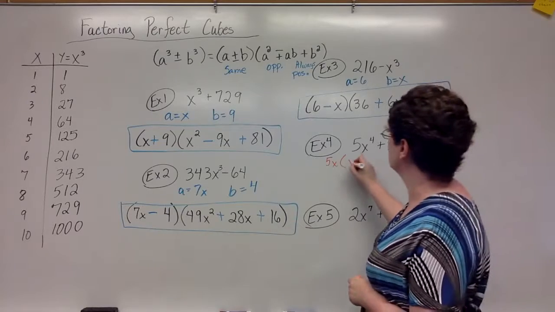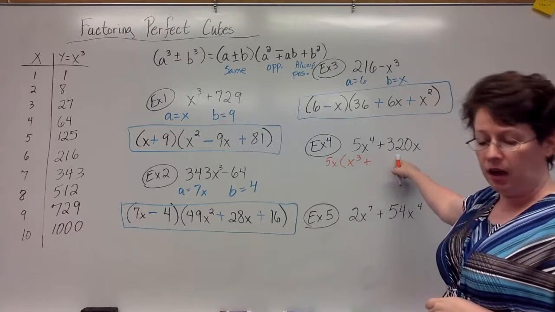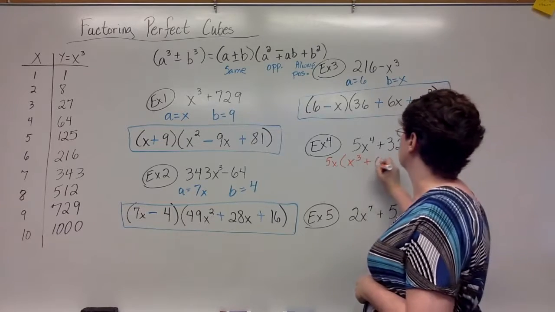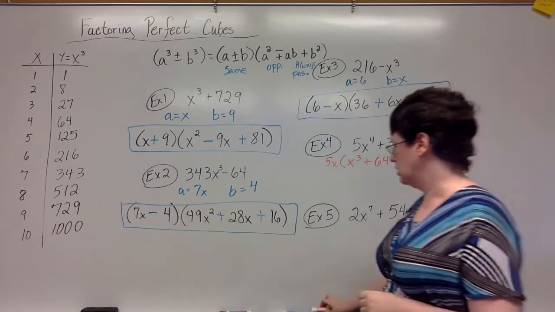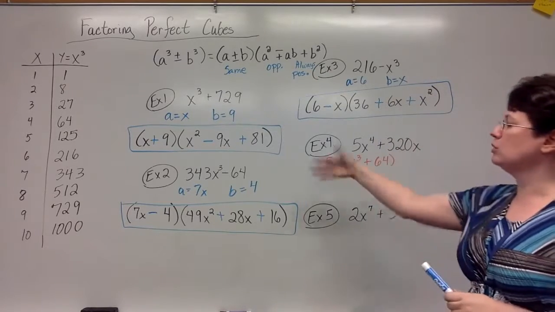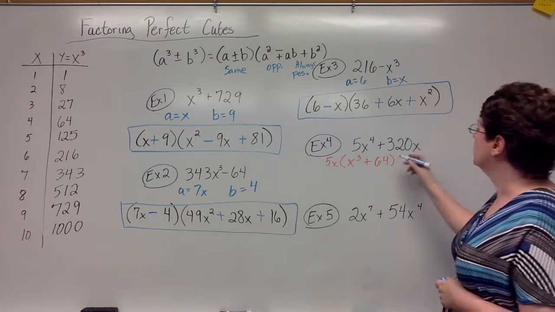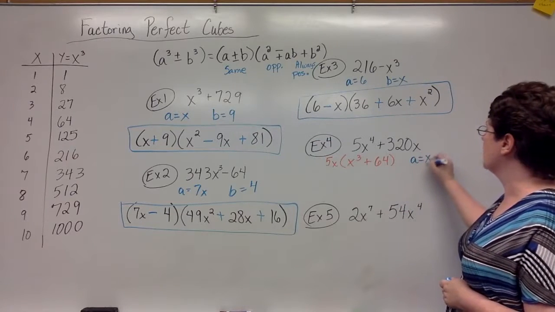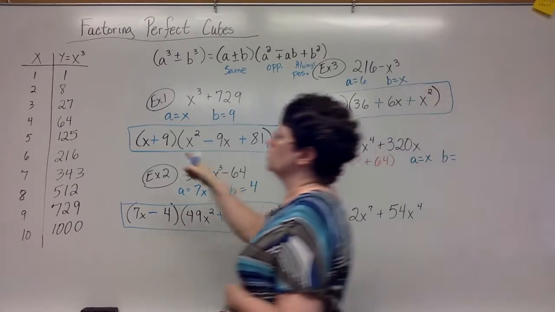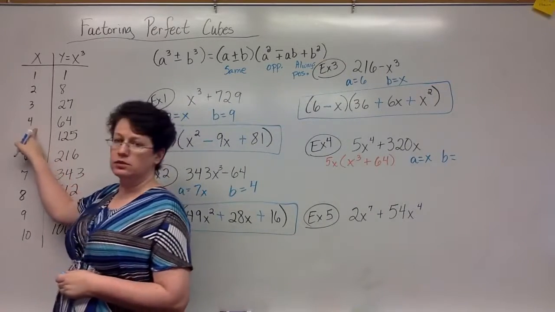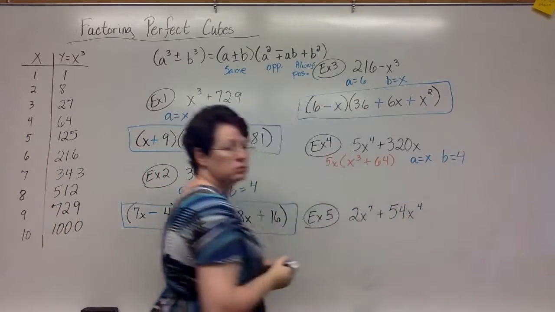I do get an x cubed. And 320 divided by 5 is actually 64. Well, that's cool, right? So this tells me A and B. We're going to ignore that 5x. He's going to stay out front, nice, fat, and happy. Okay, so A is x and B is, well, I got 64. 64 is 4 cubed. Okay, so B is 4, right?